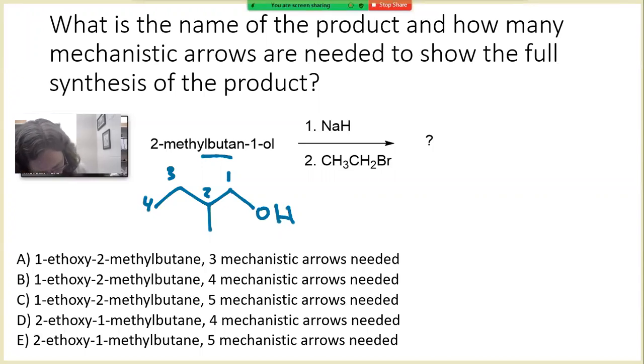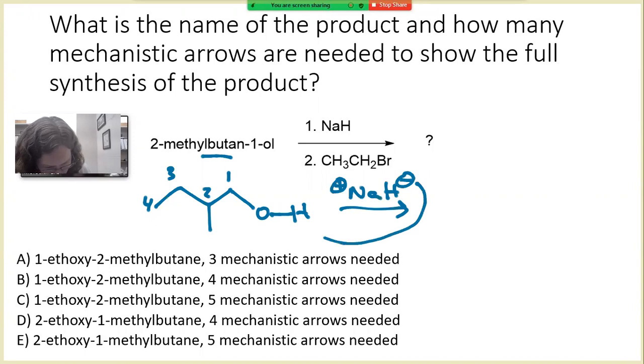Next, let's add in our NaH. I'm actually going to help our mechanism a little bit by drawing a bond here. And then NaH, which is essentially an ionic bond. So the hydrogen is going to come around and deprotonate our alcohol. And this requires 2 arrows to show the proton transfer. The product that we make is an alkoxide.